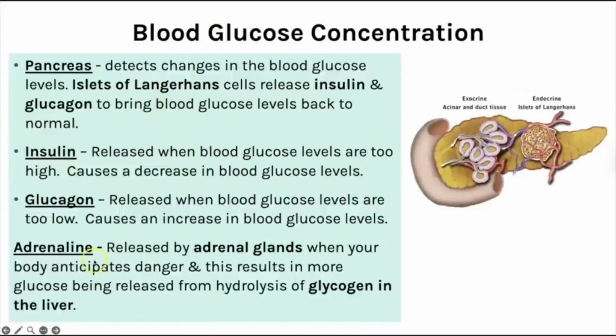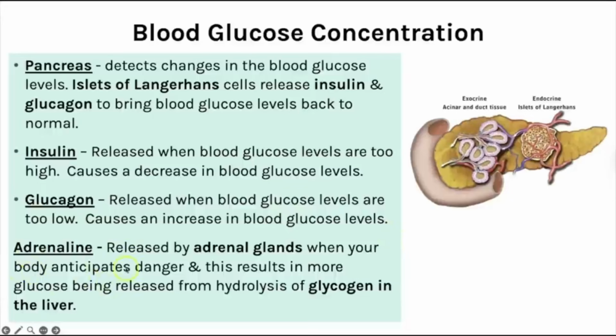Here are the different things involved. So the pancreas, that is the organ that detects changes in blood glucose levels. And specifically, you have the islets of Langerhans cells that are going to detect and release insulin and glucagon to bring blood glucose levels back to normal. Insulin is a protein hormone released when blood glucose levels are too high, so it causes a decrease in blood glucose levels. Glucagon is also a protein hormone, and it's released when blood glucose levels are too low, and that will cause an increase in blood glucose levels.